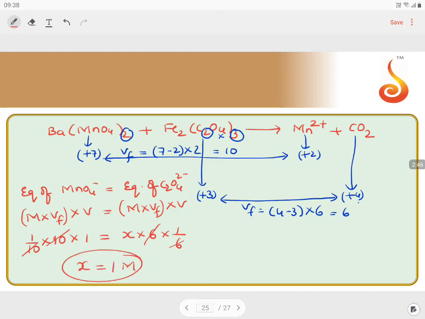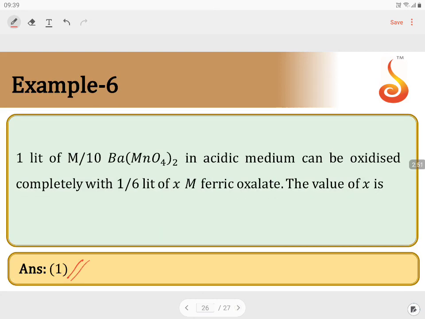So the molarity of the ferric oxalate solution is 1 molar.